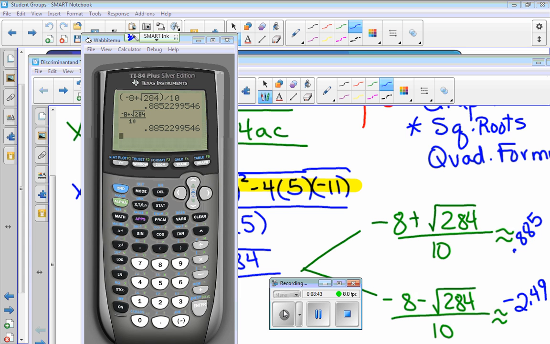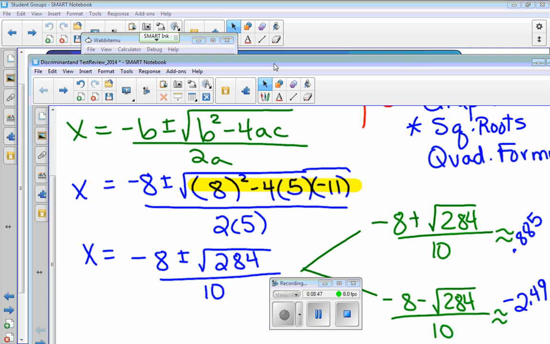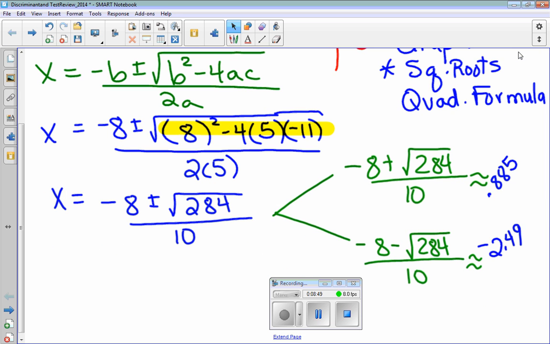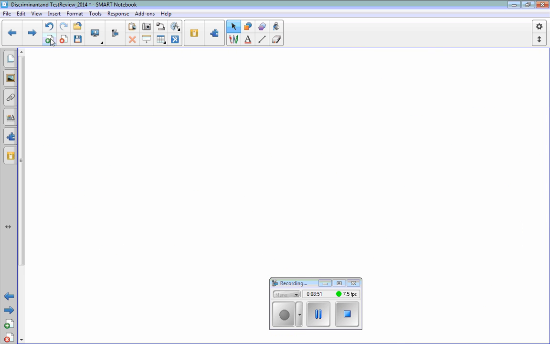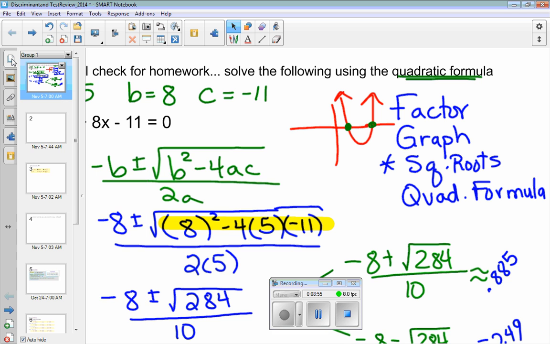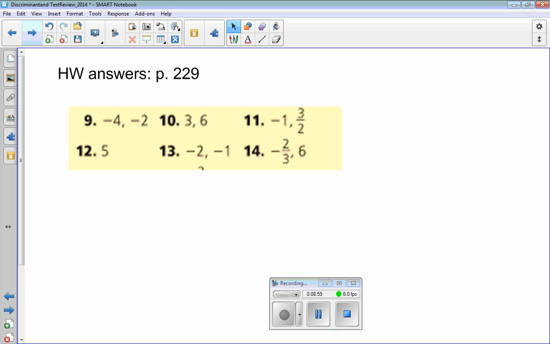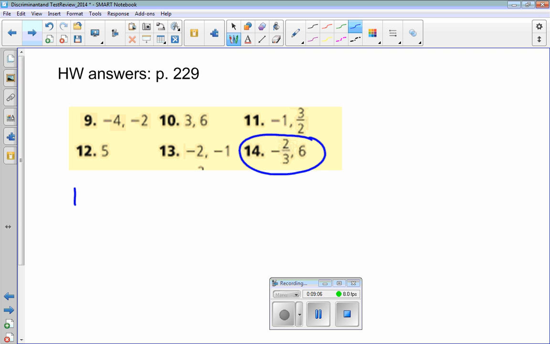Okay? I would like it if we all tried problem 14 from the homework, since so many of us did not get it correct. Here are the correct answers for those of us who did do it. Yay! Okay, here are the answers. The answer you should have gotten, the one I graded for extra credit, was negative 2/3, 6. But I'd like us to try 14.